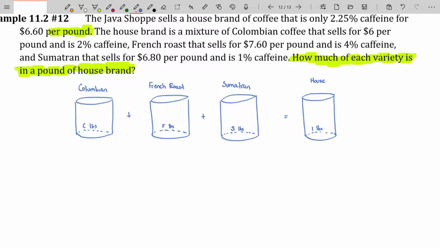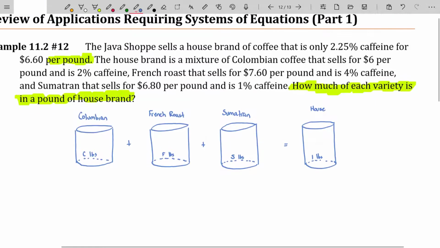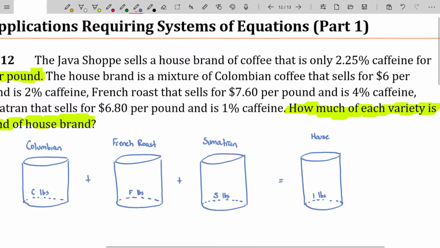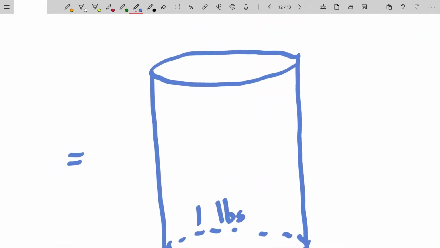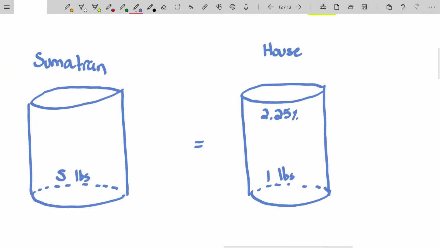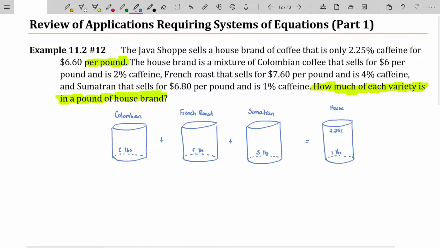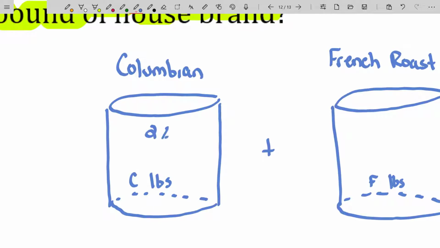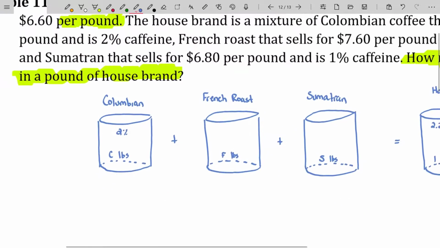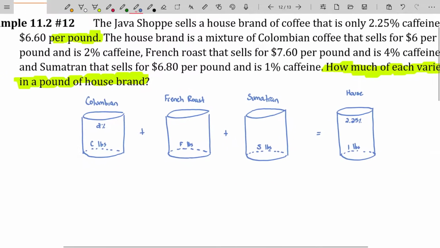On each bag, they'll probably list the percentage of caffeine that's in that specific coffee. So reading from top down, the Java shop sells a house brand of coffee that's only 2.25% caffeine. So let me put that at the top. This is 2.25% caffeine. The house brand is a mixture of Colombian coffee that sells for 6 and it's 2%. Or sorry, Colombian is 2%. French roast is 4%.